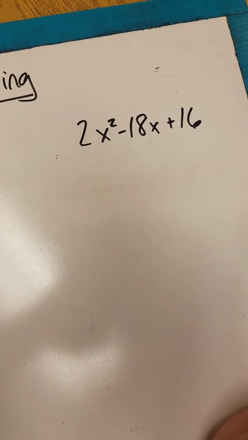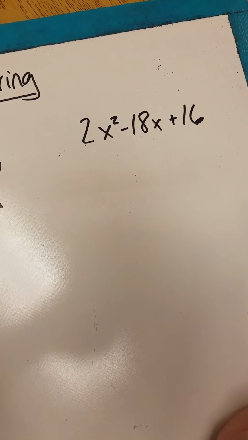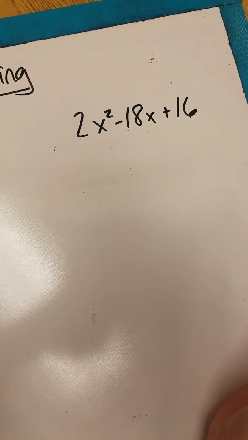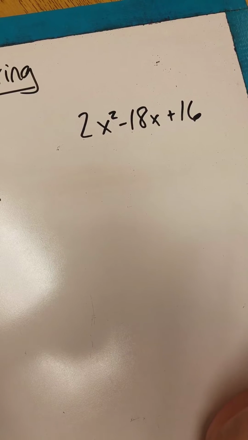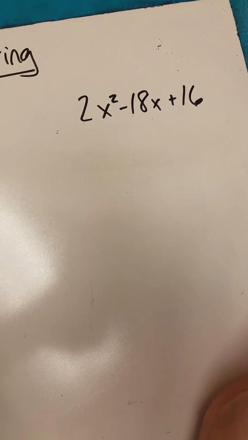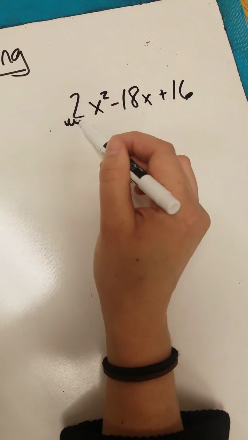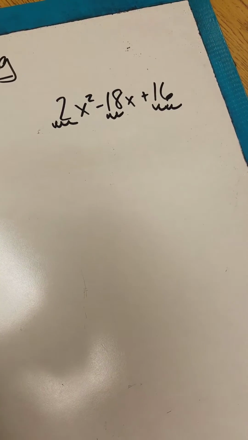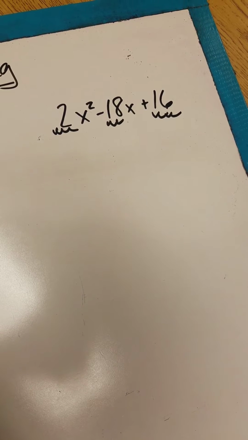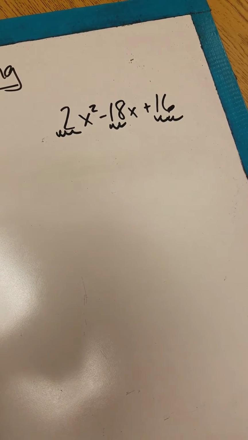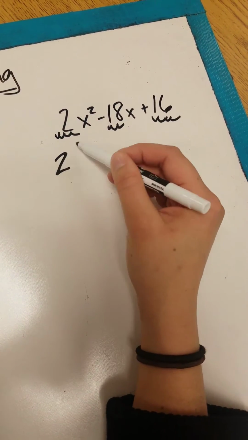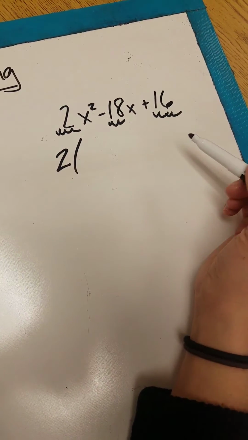We have 2x squared minus 18x plus 16. So we are going to first look at our numbers, look at our variables, and see if there's anything in common. So in this case, they are all even, which means that they can all be reduced by 2. So one thing, we cannot divide by 2 because we would have to divide both sides of the equal sign by 2, and we don't have another side. So we need to factor it out. So it's just going to stay in front.